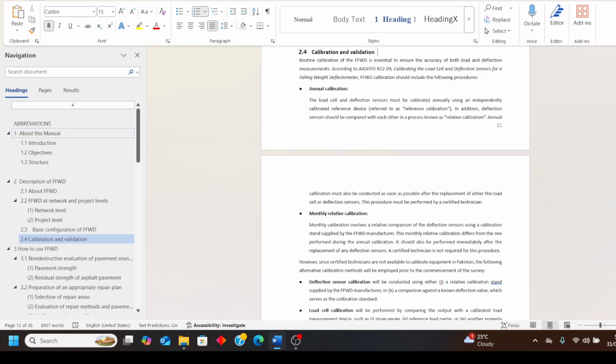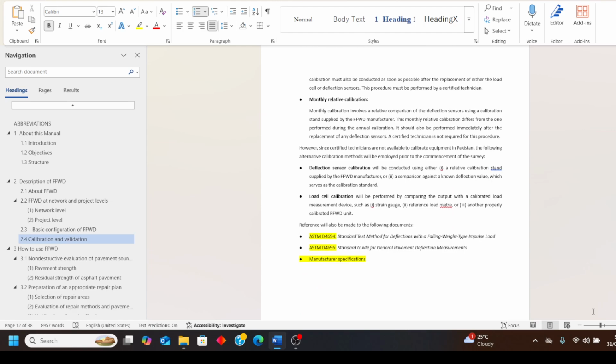And then we have the monthly relative calibration. It is done once a month or whenever a sensor is replaced. It uses a calibration stand provided by the manufacturer, and involves comparing one sensor against the other, and all sensors must read consistently. As per the manual, certified technicians are not required, and it can be done by local engineers or operators. So the monthly relative calibration ensures consistency between sensors during regular use.